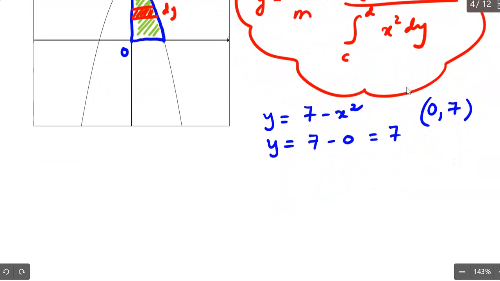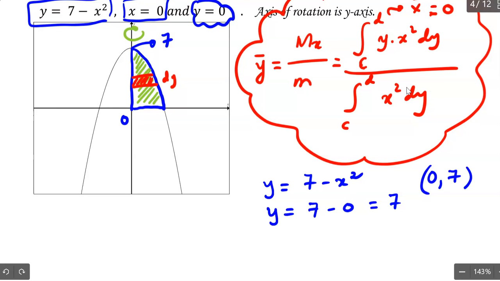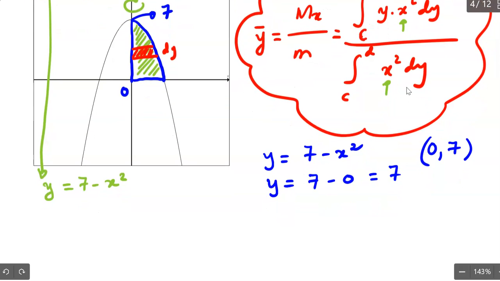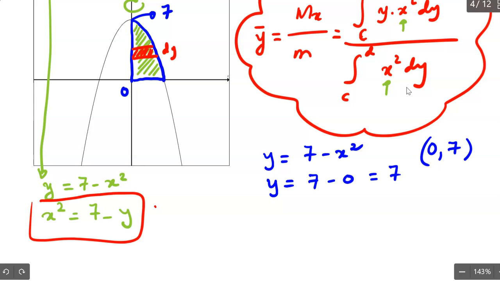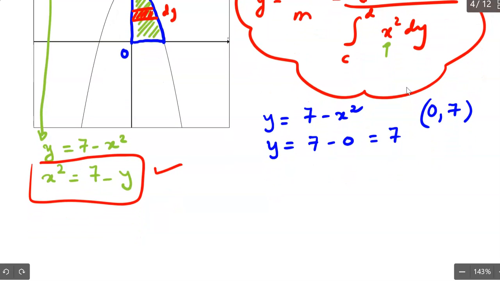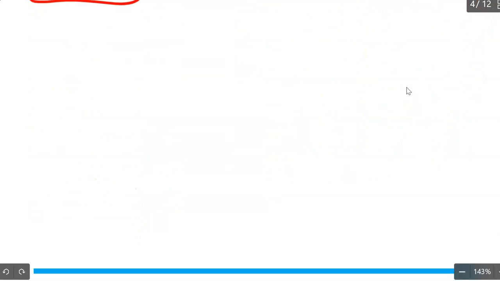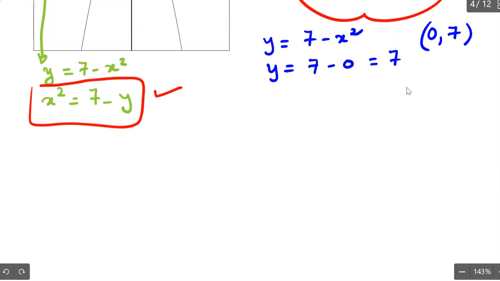Because we are working with x squared, but it's given to us as y equal to 7 minus x squared, I'm going to solve for x squared. So that means I will have x squared equal to 7 minus y. And again, this is very important. We need to make sure that we get that correct. So now we substitute into the formulas.